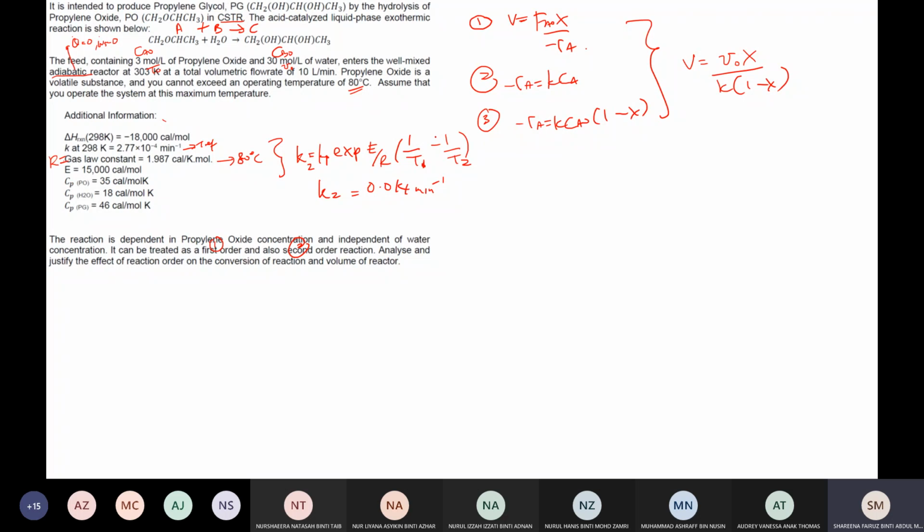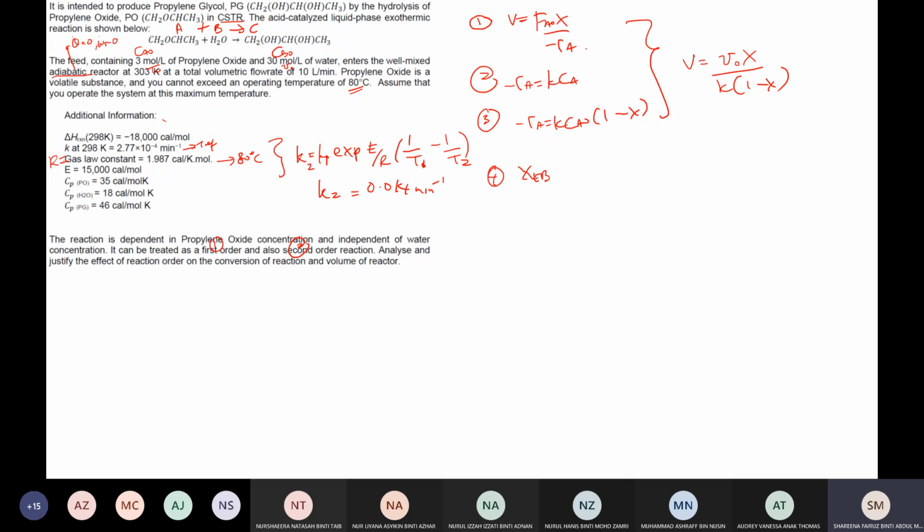Once you complete this algorithm or these steps, you need to relate with the mass balance and energy balance. So this comes from the mass balance, and another one is for the XEB.